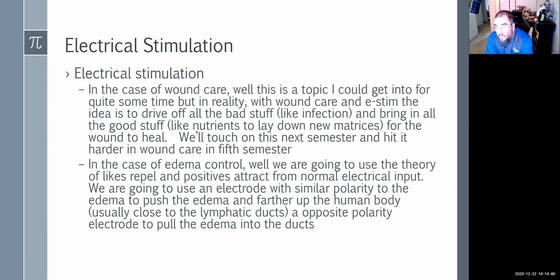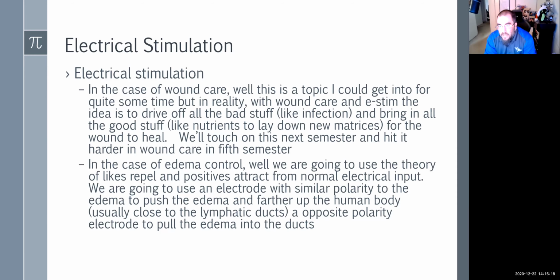And in the case of edema control, again, edema means swelling. What we're going to use is a theory of likes repel and opposites attract from normal electrical input. We're going to use an electrode with a similar polarity to push the edema, right? So likes repel. We're going to push the edema farther up in the human body, usually close to the lymphatic ducts. We'll put an opposite polarity electrode, and that'll be pulling the edema to the ducts. And the goal is to maybe move all the swelling out of the hand up into the armpit where the ducts are to get drained back in so that it gets passed out of the body.